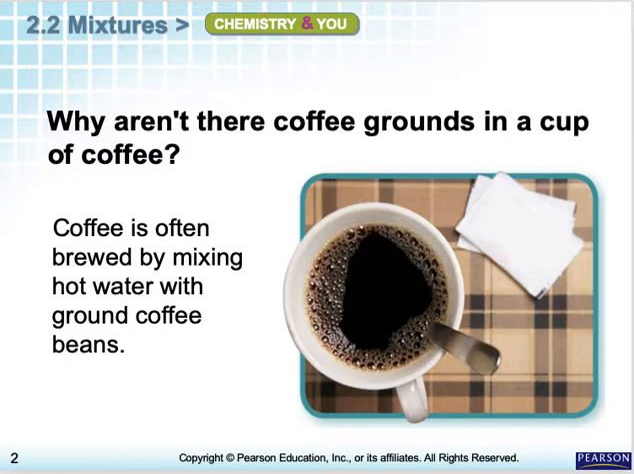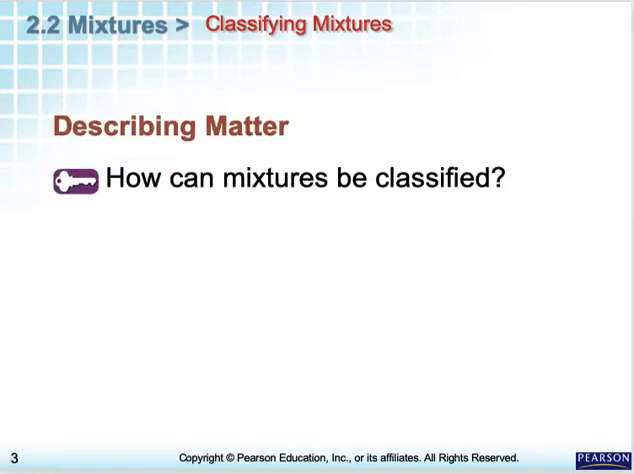When we make coffee in the morning, hopefully we can make it without any grounds left in the cup. We use hot water to extract the coffee from the ground beans, and then we, of course, add other things to it. And why aren't there grounds in the coffee cup? We'll come back to that in a little bit. So, how can mixtures be classified?